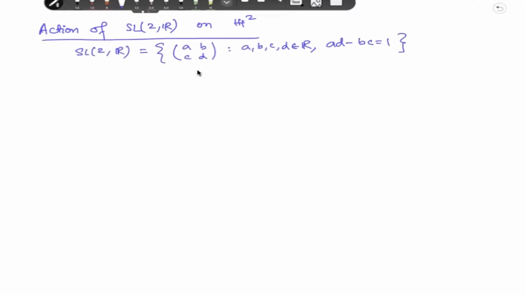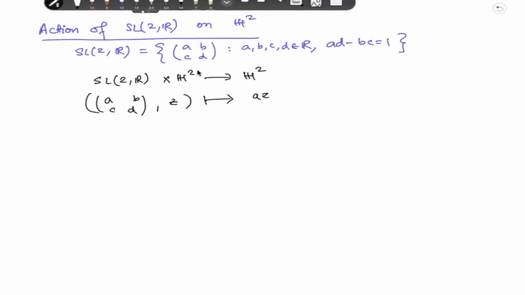So now I'll define the action, and let us take Z belongs to this H2. So Z, I'll take it to be a complex number. So this action is defined to be (AZ plus B) by (CZ plus D). So this is the definition of this SL2R action on this upper half plane.